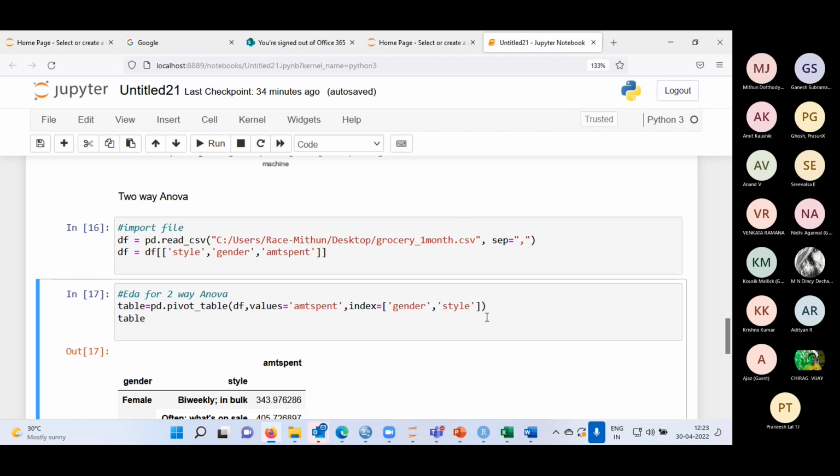One way, no, one category. We can have any number of categories.